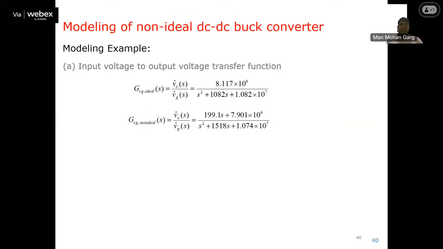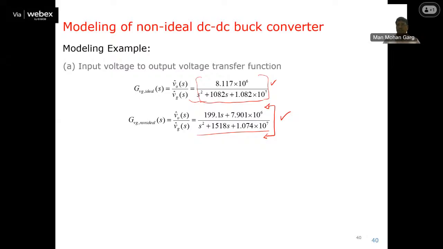So how does it impact the modeling? If you put these values in those transfer functions which you have already obtained, then this is the non-ideal transfer function. And if you put these non-ideal elements to be zero, then what do you find? That this is a transfer function.